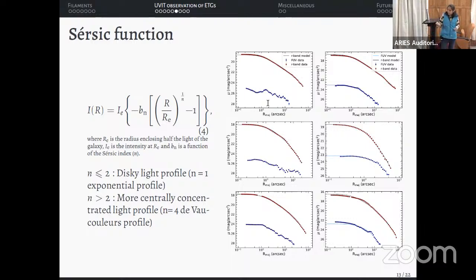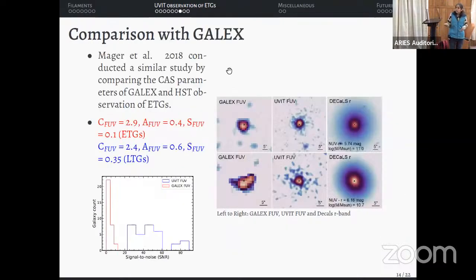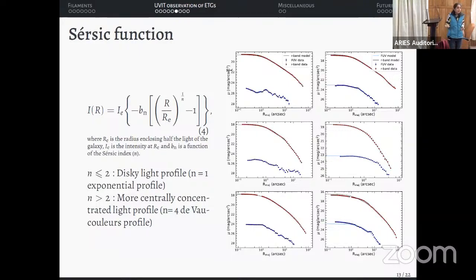I just want to highlight the not so smooth isophotal distribution in FUV compared to the optical isophotes for the same galaxy. That means we are seeing some clumpiness, which should not be there. That's the last one.